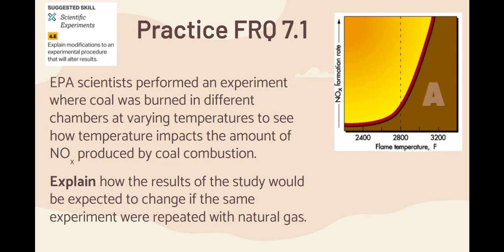So, a practice FRQ. EPA scientists performed an experiment where coal was burned in different chambers at varying temperatures to see how it caused the formation of NOx because of the coal combustion. Can you explain how the results of the study would be expected to change if the same experiment was repeated with natural gas, with methane?